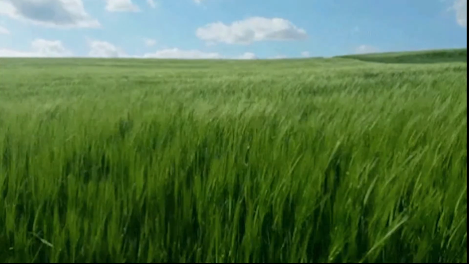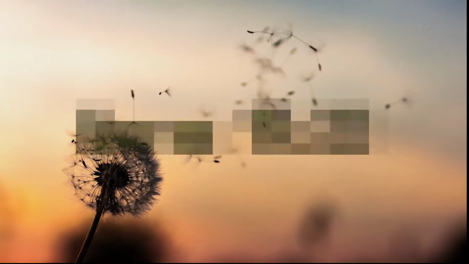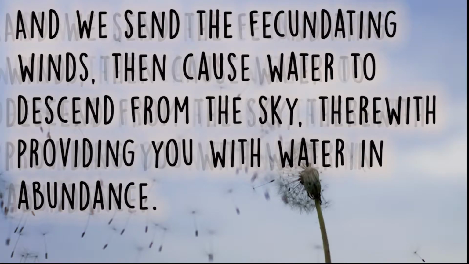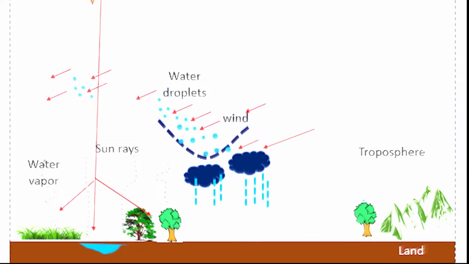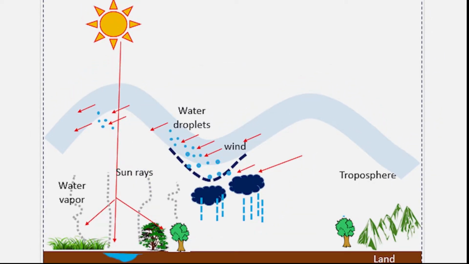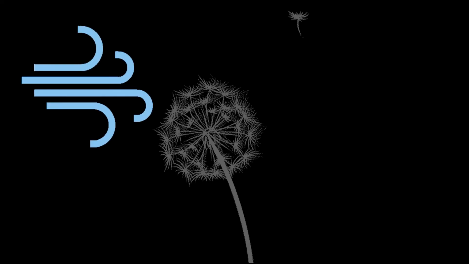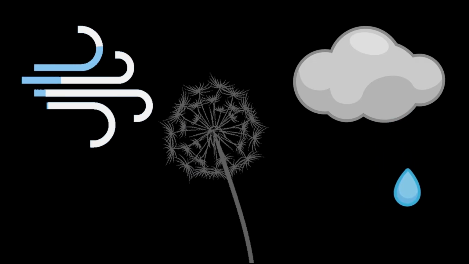In one verse of the Qur'an, the fecundating characteristic of the winds and the formation of rain as a result are mentioned. And we send the fecundating winds, then cause water to descend from the sky, therewith providing you with water in abundance. In this verse, it is pointed out that the first stage in the formation of rain is wind. Until the beginning of the 20th century, the only relationship between the wind and the rain that was known was that the wind drove the clouds. However, modern meteorological findings have demonstrated the fecundating role of the wind in the formation of rain.